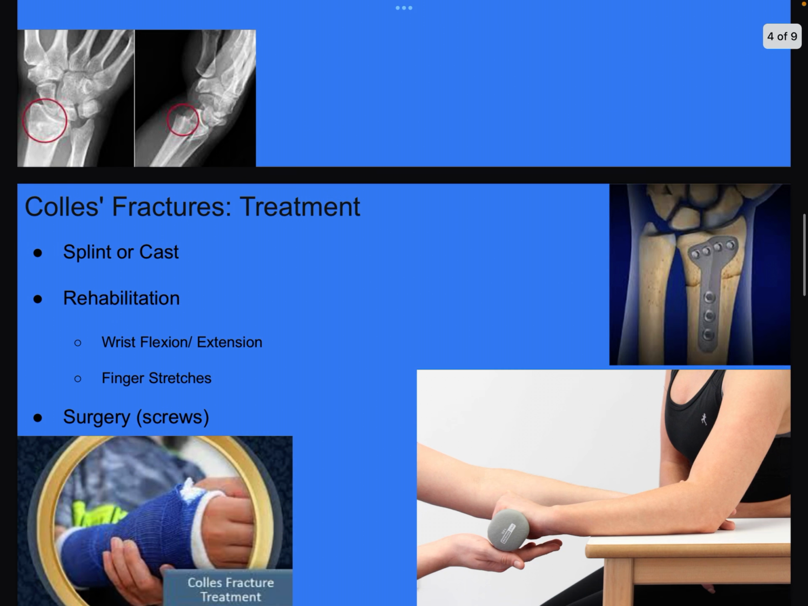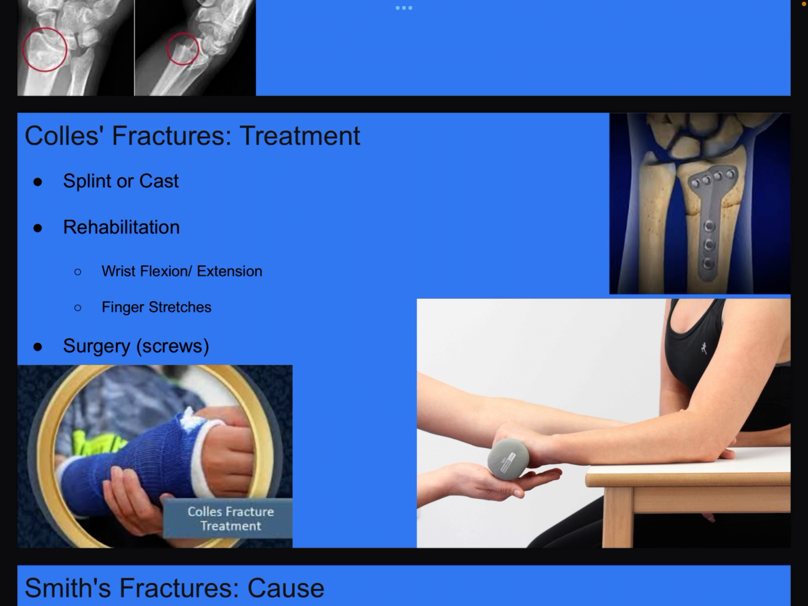Moving on to the treatment for this. There are multiple treatments out there for this fracture. Like any other broken bone, you would need a splint or a cast just to hold it in place and let the bone heal on its own. After that, you would go into physical therapy to get the strength back, as we can see in this picture.